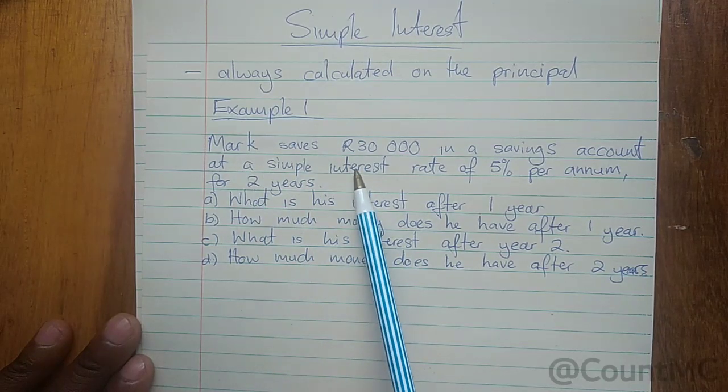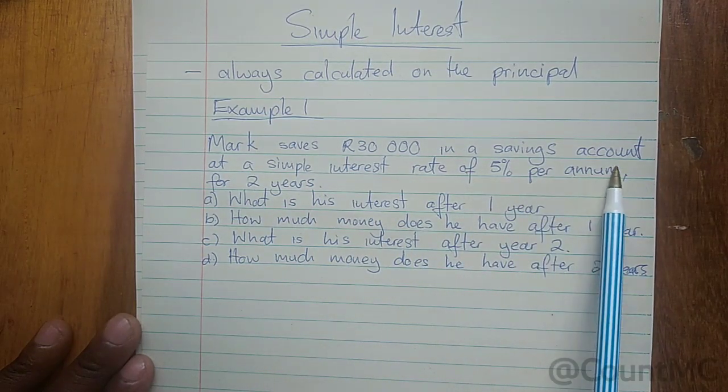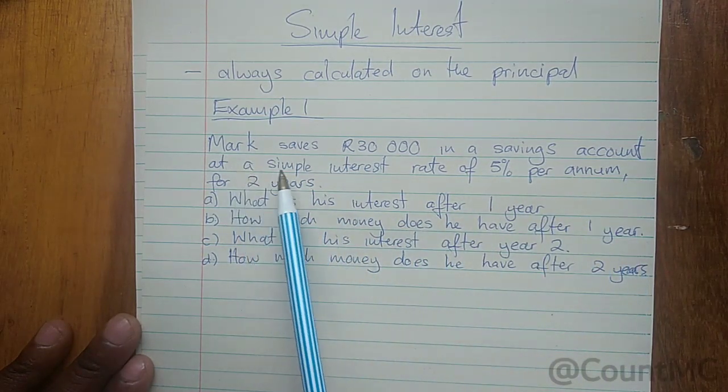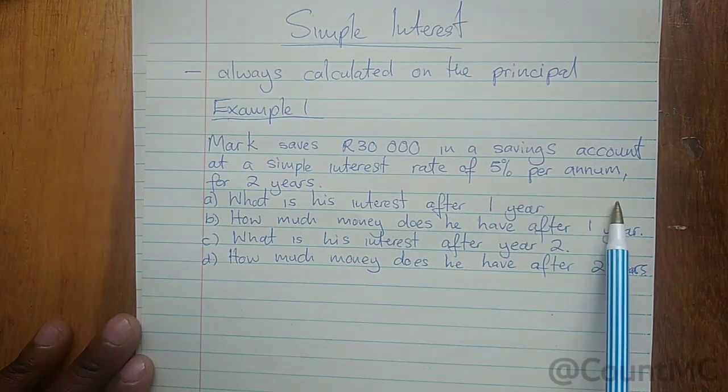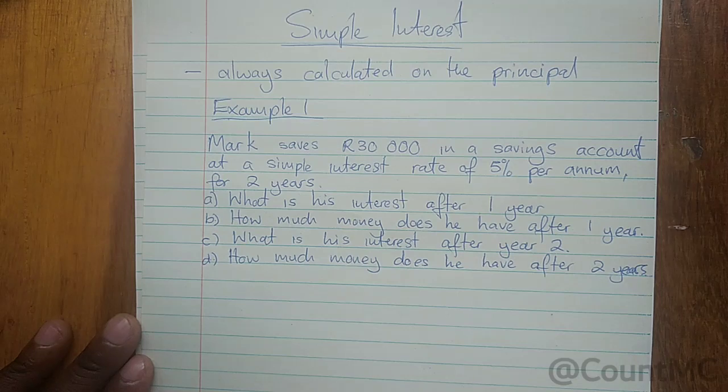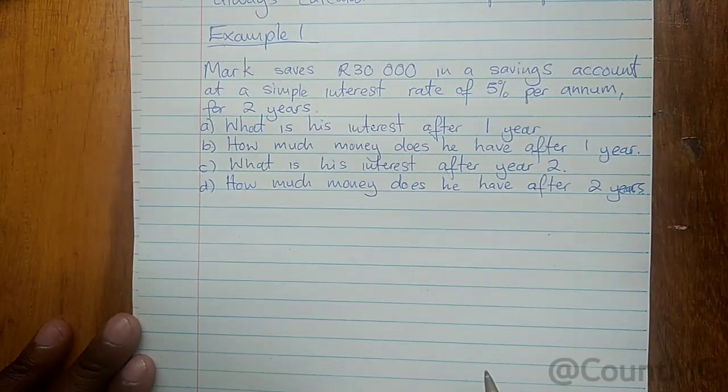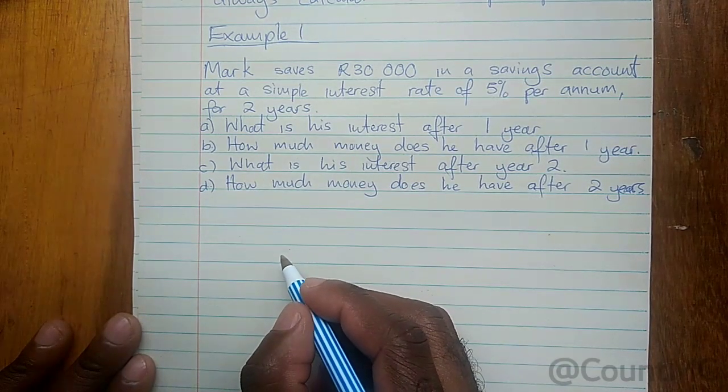Example 1: Mark saves 30,000 rands in a savings account at a simple interest rate of 5% per annum for 2 years. Per annum means per year. What is his interest after 1 year? So let us find the interest first.